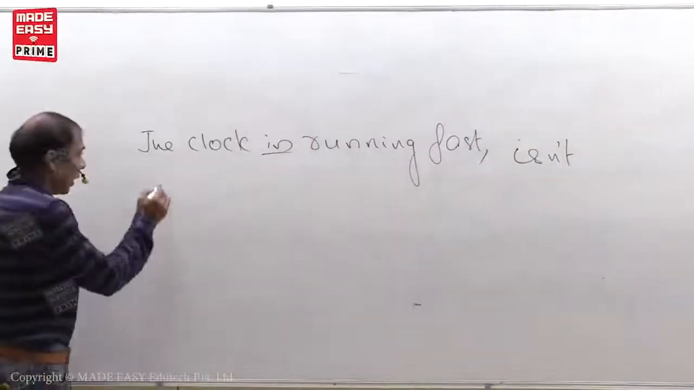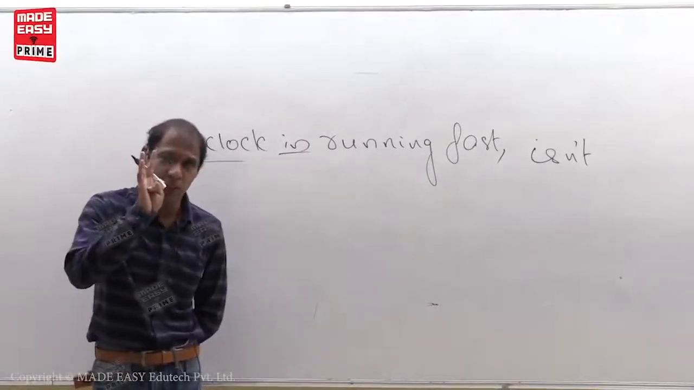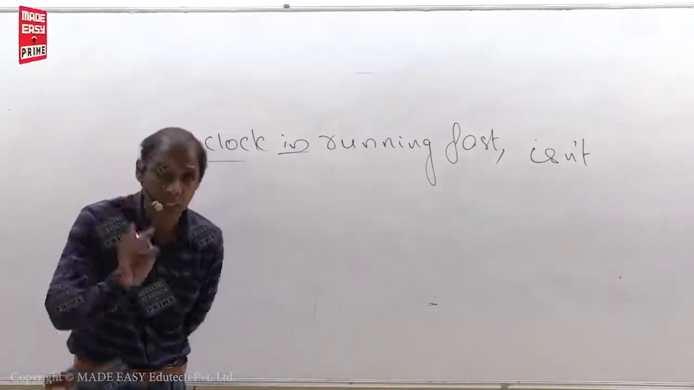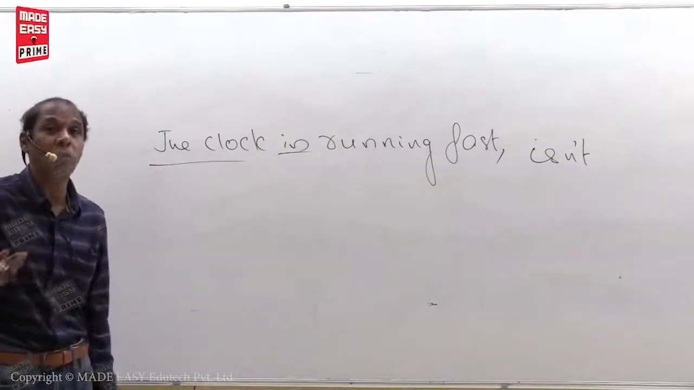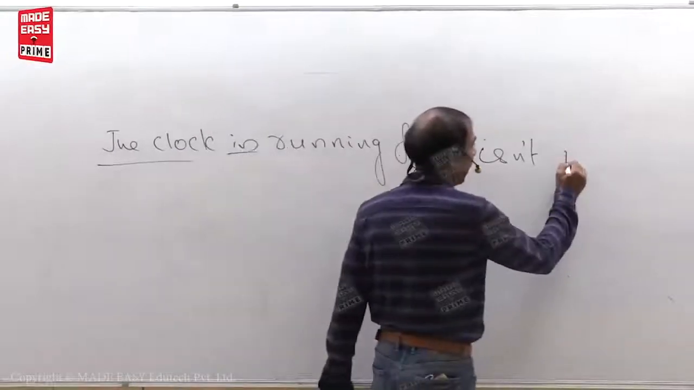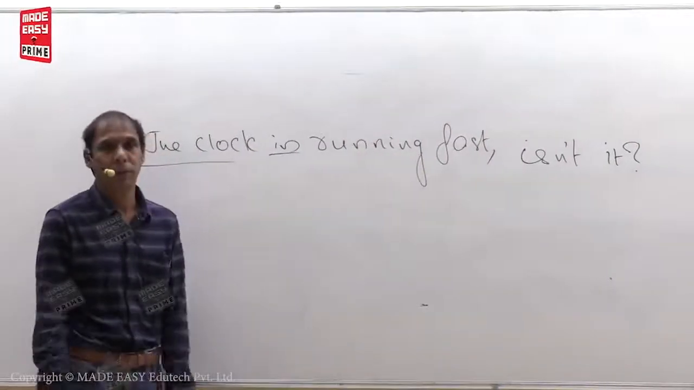Rule number 2. In the place of nouns, we have to use pronouns. In the case of male, write he. In the case of female, write she. Clock, it has no gender. When there is no gender, what do you have to do? Write it. Isn't it? Right?